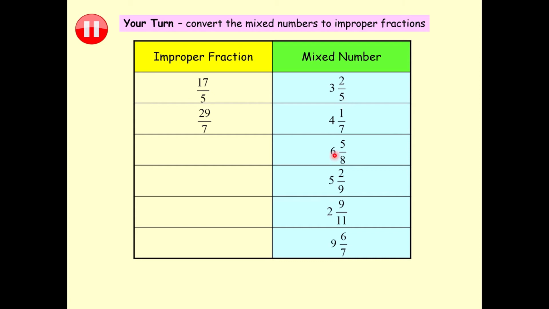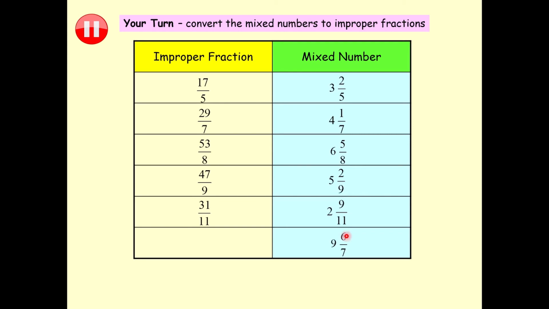Third question here, we've got 6 and 5 over 8, so that means 6 lots of 8, 6 times 8, add on your 5 to give you 53 over 8. And then we've got 5 and 2 ninths, so 5 lots of 9, so 5 times 9 gives you 45, add on your 2 gives you 47 over 9. And then we have 2 and 9 over 11, which means 2 lots of 11, so 2 times 11 is 22, and then add on your 9 to give you 31 over 11.